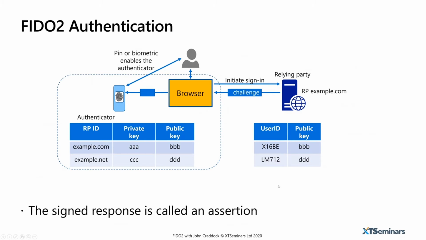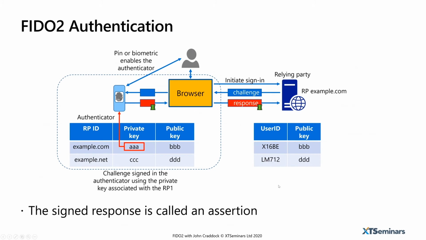Having got to the authenticator, the next thing the user is going to have to do is verify themselves to the authenticator. They can either do that through a biometric or through a PIN. Having done that, they've unlocked the authenticator's access to the public-private key pairs. So the next thing that happens is the appropriate private key is found and the challenge is signed and sent back. We then receive the response, and we can take the public key, because we know the public key associated with that particular user, and we can verify the response.